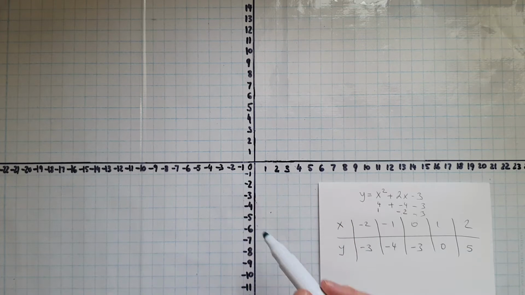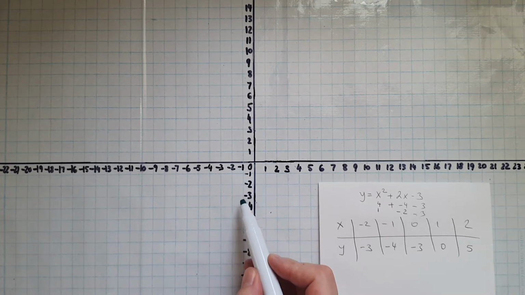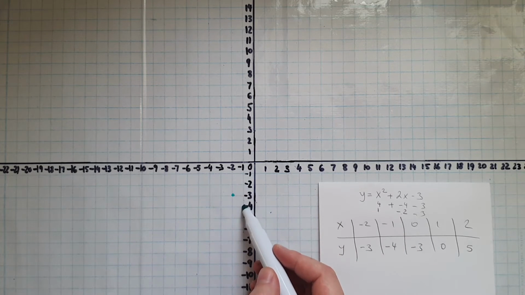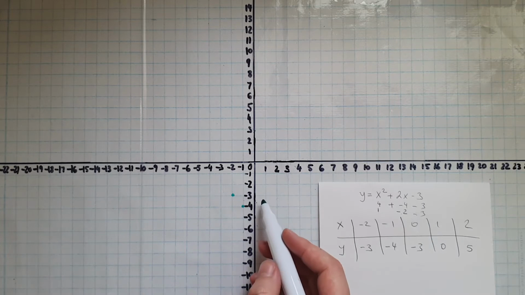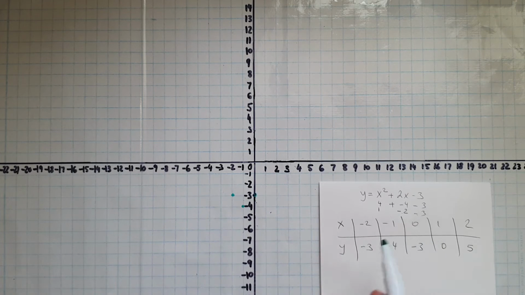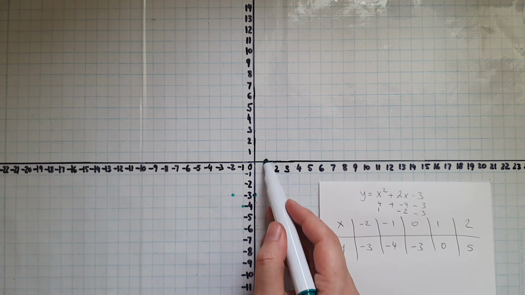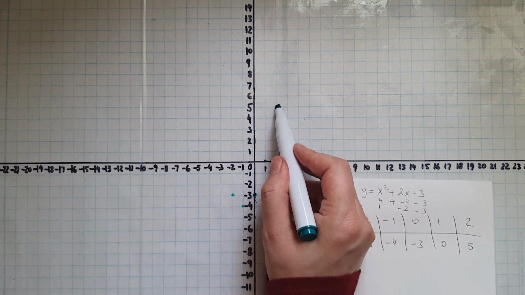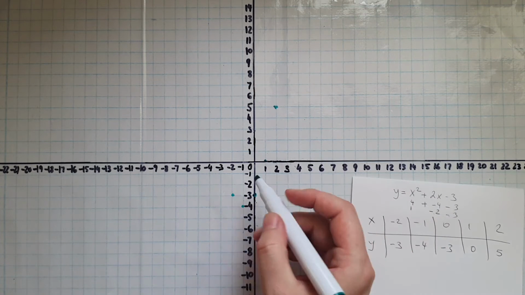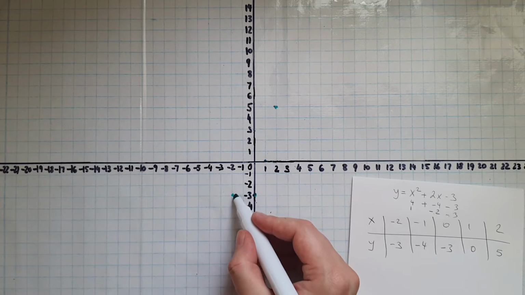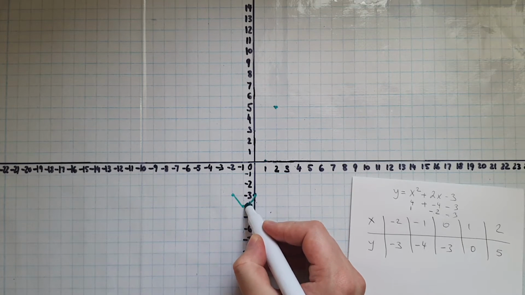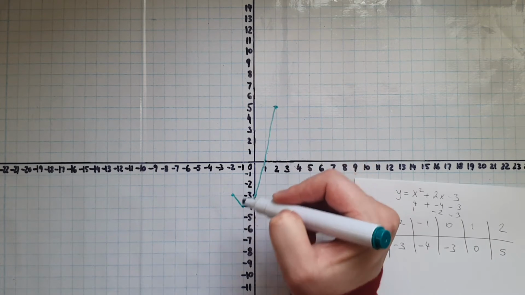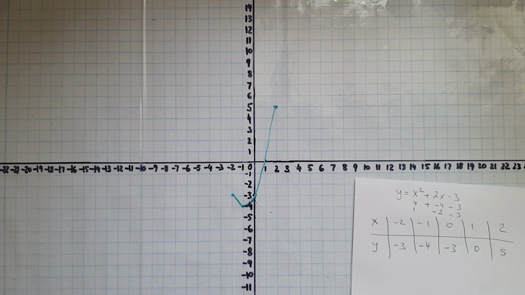So -2, -3, -1, -4, 0, -3, 1, 0, 2, 5. So we can see there is a turning point here. So it goes like this. You don't use a ruler, you just sketch it.